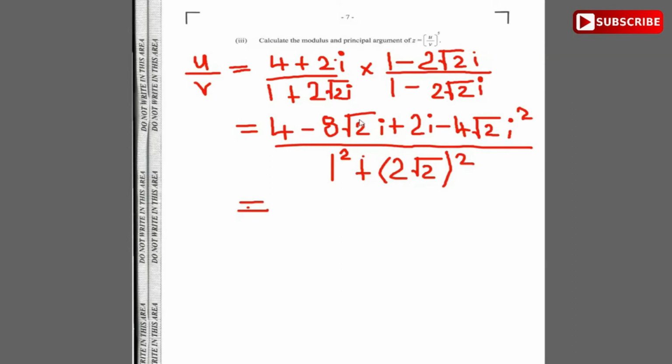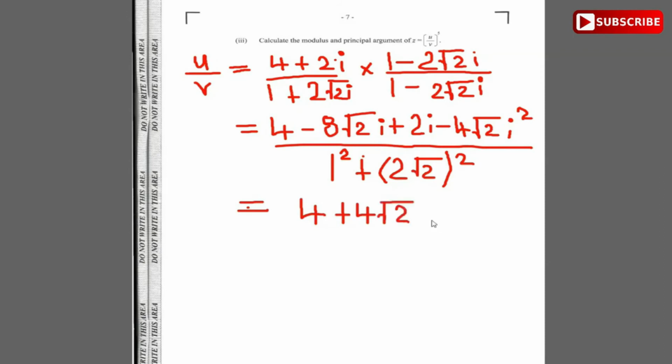Let's just make sure we didn't make any calculation error. 4 times 1 is 4. This is minus 8 times root 2i. This is plus 2i. This is minus 4 root 2 i squared. So we didn't make any mistake. So it works out to be 4 plus 4 root 2.